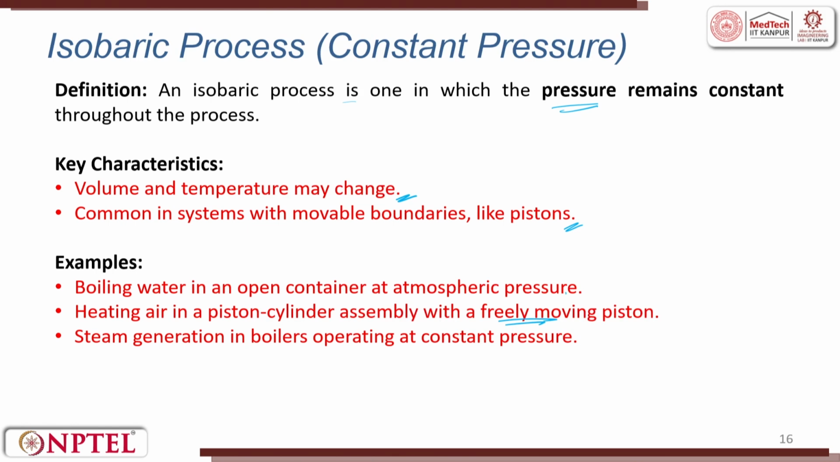When you try to inflate, or when you try to push air into a tube, or steam generation in a boiler operating at constant pressure. Why are we operating at constant pressure? Because materials always put a restriction on increasing pressure. Up to a certain level, they try to have a very good material, and this material can withstand up to a certain pressure. So now what we do is we try to control the process by maintaining a constant pressure. So that's steam generation in boilers operating at constant pressure.